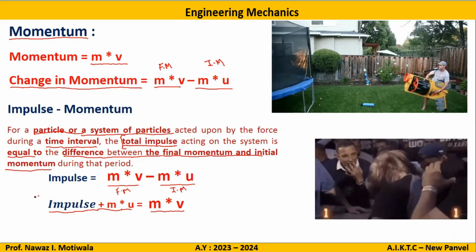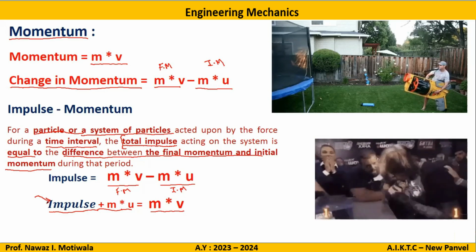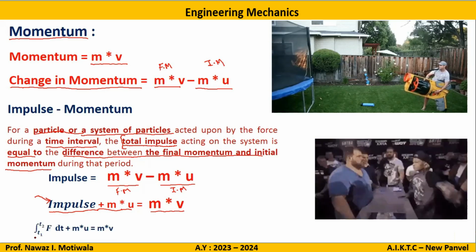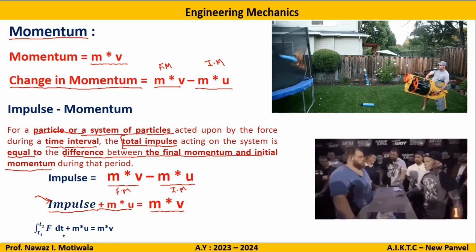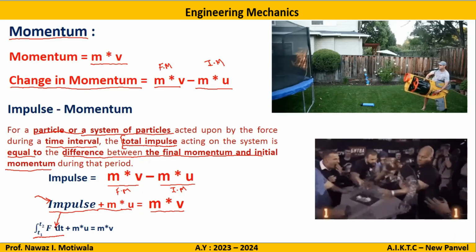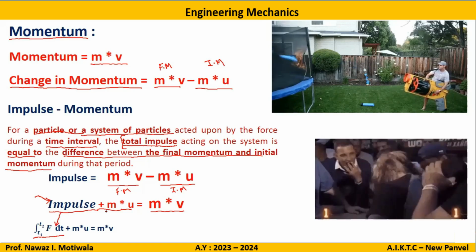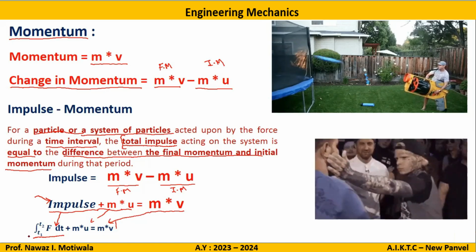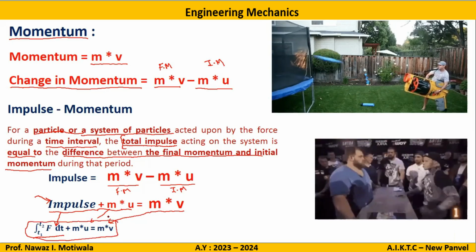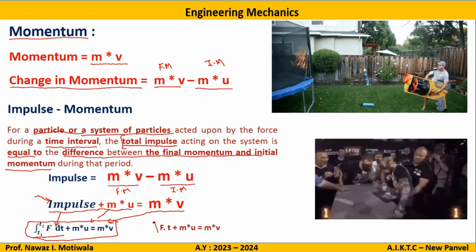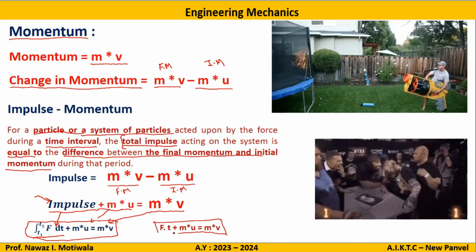In the previous slide, we have seen the mathematical expression for impulse, which says that impulse is equal to the integration from t1 to t2 of F dt. So I am just substituting in place of impulse the integration from t1 to t2 of F dt, plus mu is equal to mv. This becomes the impulse momentum equation. In other words, I can also write it as Ft plus mu is equal to mv.